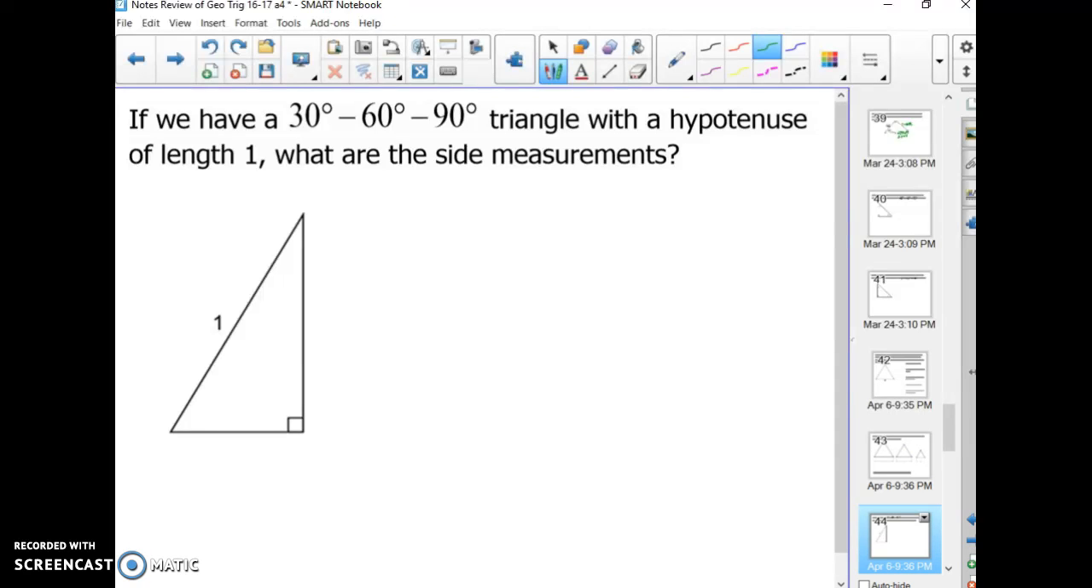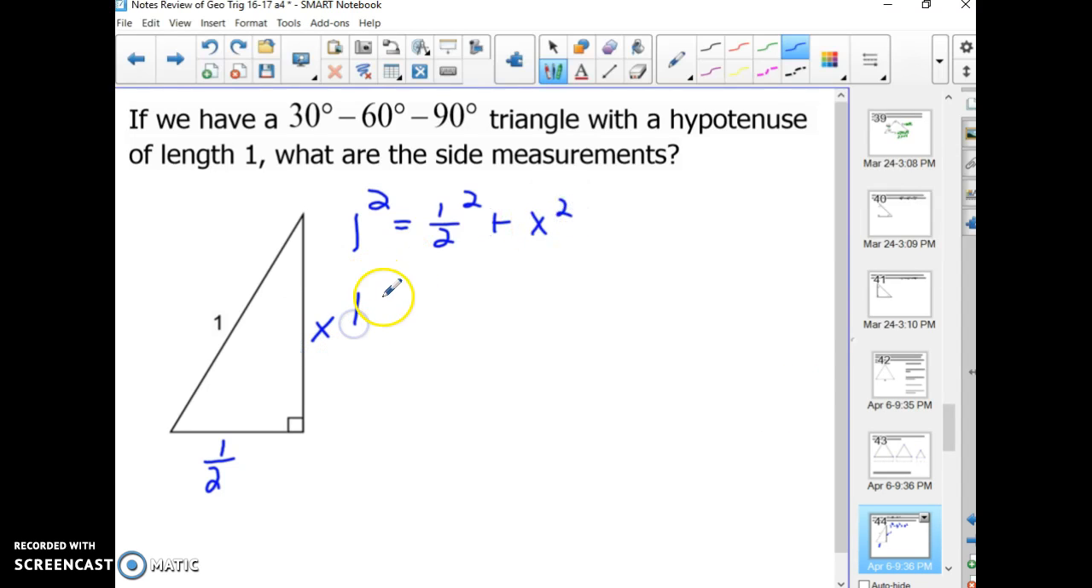Okay, so if I have a 30, 60, 90, that's another special right triangle. I know it's coming from an equilateral triangle, so if the hypotenuse is 1, I know that has to be half of it. So if I want to solve for that other side, it's just a matter of using the Pythagorean theorem. 1 squared is equal to 1/2 squared plus my unknown side squared.